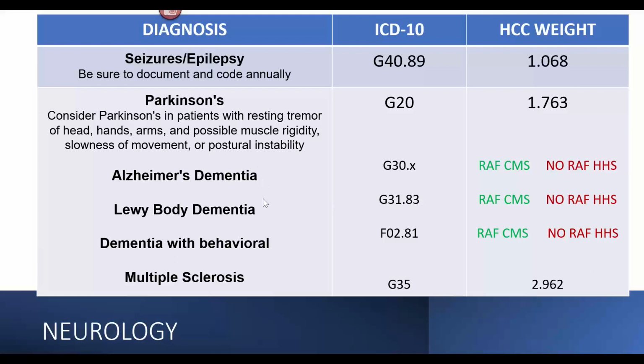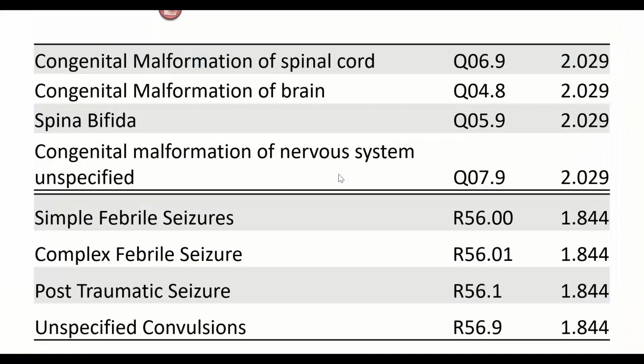Showing some differences between the CMS model here and the HHS model. Again, Alzheimer's is not going to RAF in the HHS. So again, we're dealing with younger patients. It is going to RAF in all the CMS models. MS is going to RAF in both of them. Parkinson's is going to RAF in both of them. I think there's going to be some changes coming up here too on this for the HHS model. Again, pediatricians, make sure you do all the congenital malformations. For the seizures, you do get RAF for the febrile seizures, complex febrile seizure, post-traumatic seizure, unspecified convulsions.